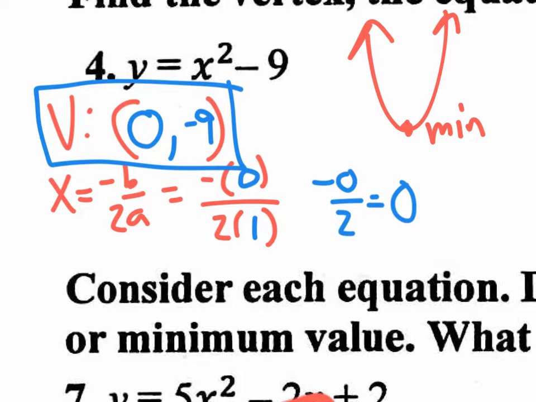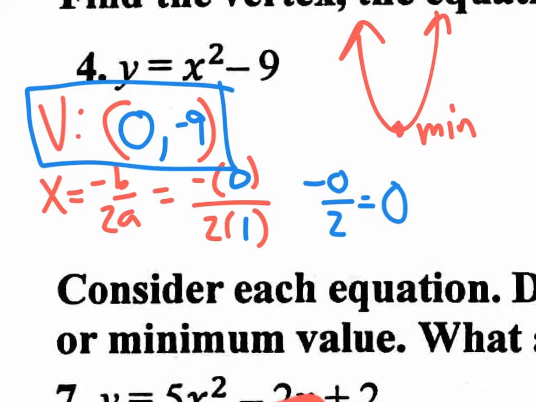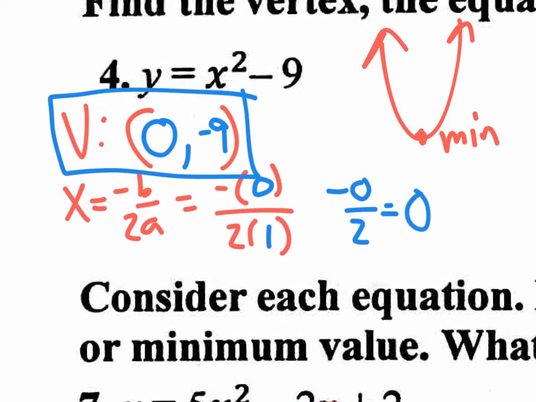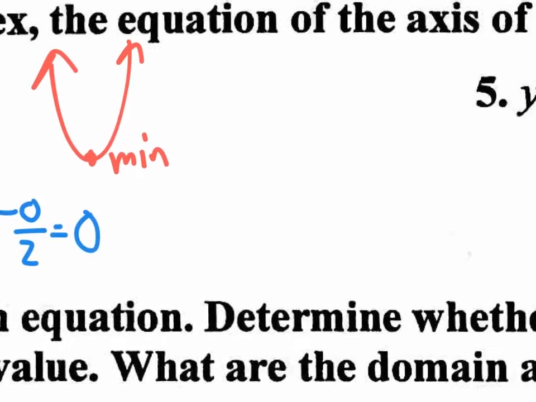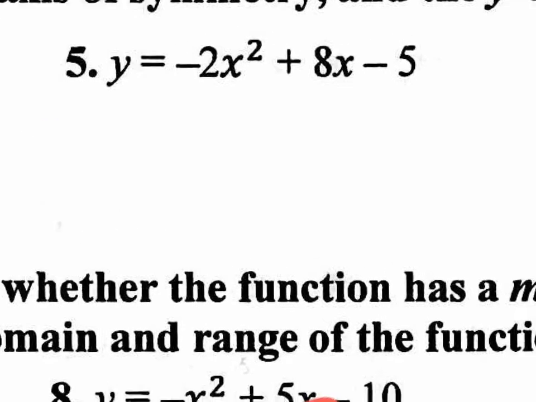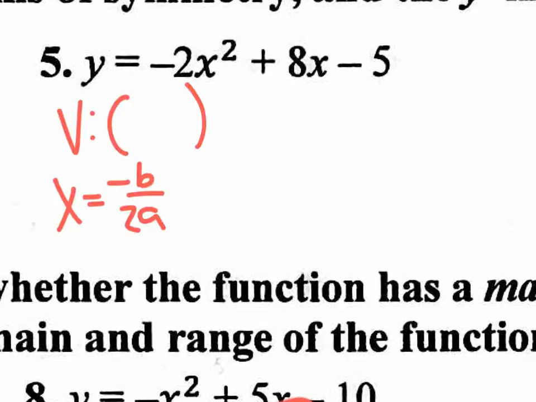The axis of symmetry is just the vertical line right through it. I'm not even going to ask you to write the equation. It would simply be x equals 0 in this case. Let's move on to number 5 here. Let's find the vertex. So the vertex is a coordinate, and there's our formula.